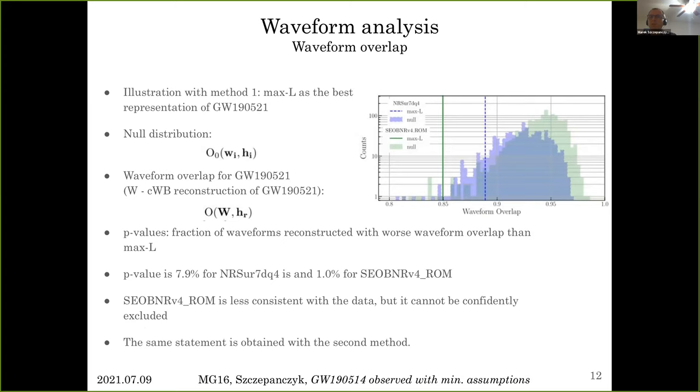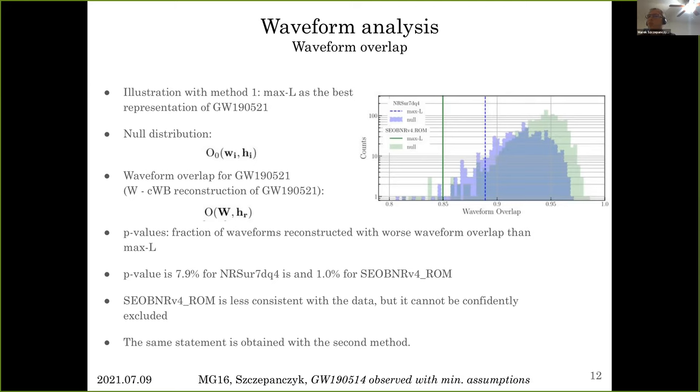We are calculating a null distribution. We take the template, we reconstruct it, and we calculate the waveform overlap. Then we do the same, calculating the waveform overlap with this best matching template, and we look at where in that null plot that number is situated. On the right, you can see the distribution of all these waveform overlaps from the null distribution, and then the waveform overlap for the best matching template and our CWB reconstruction.